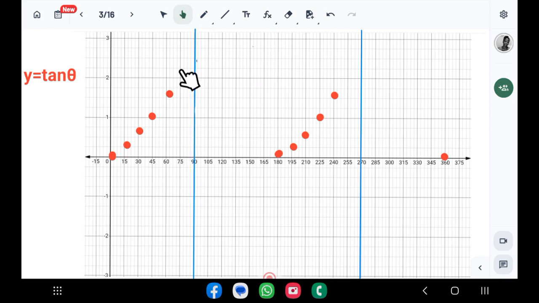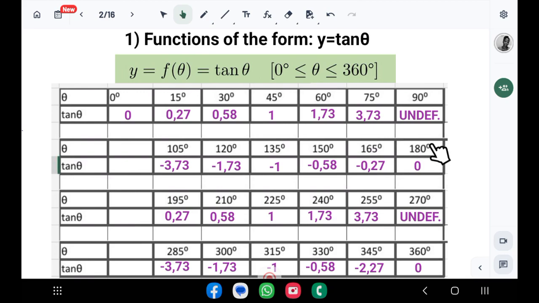3.7375, 3.73, that's out of range. Same thing with 255, it will be out of range. Now what we do is we start with the ones that are less than 180 degrees. So we're going to look at 105 all the way to 180 degrees. At 105, we had negative 3.73.